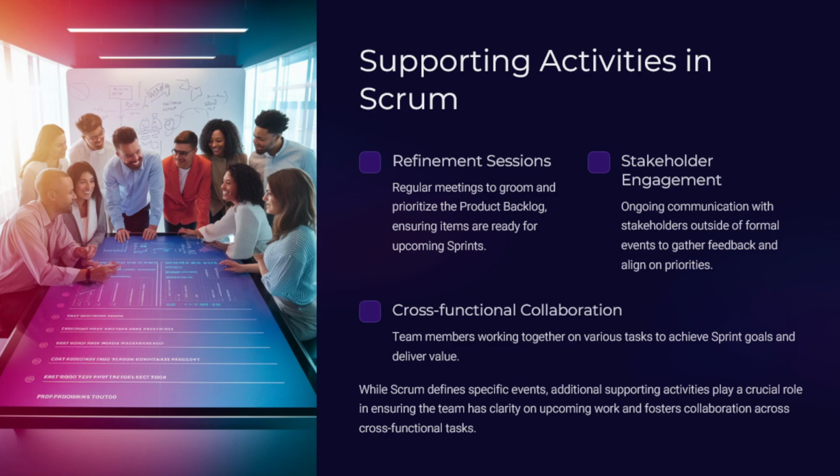What are the supporting activities in Scrum? While Scrum defines specific events, additional supporting activities like backlog refinement and stakeholder engagement play a crucial role. These activities ensure that the team has clarity on the upcoming work and foster collaboration across functional tasks. The refinement session is one of these activities, where you sit with the product owner and groom the product backlog. Grooming the backlog means that you reprioritize things, remove things, and clarify things. So it's called the product backlog grooming session, or the refinement session.